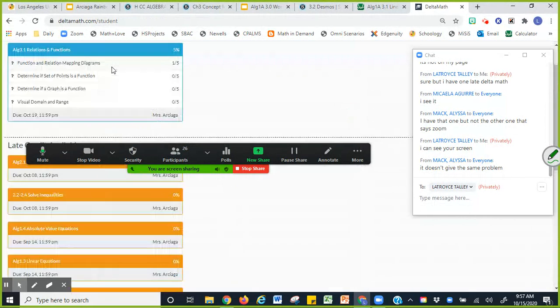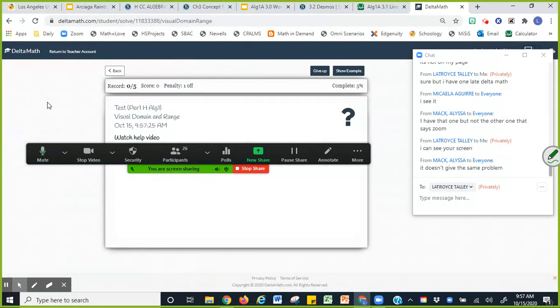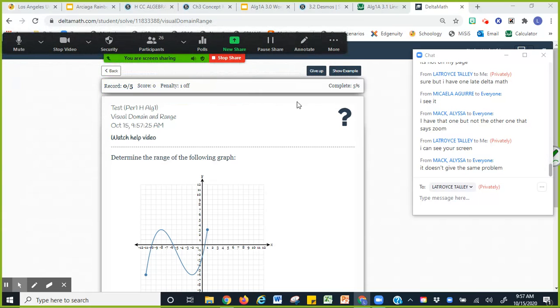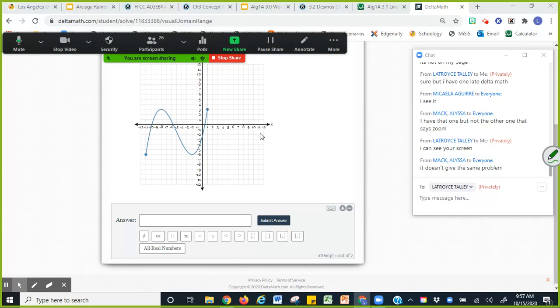Now I want to show a different kind of problem, which is the visual domain and range. So here we go. If you have this graph right here, you're going to write an inequality to show the answer. Let's say, for example, this graph starts at -11. So you put -11. It's a closed circle, so you have to use less than or equal to. And then the variable is x. Then you trace the curve and figure out where it ends. It ends at x is equal to 1. So you put less than or equal to 1.